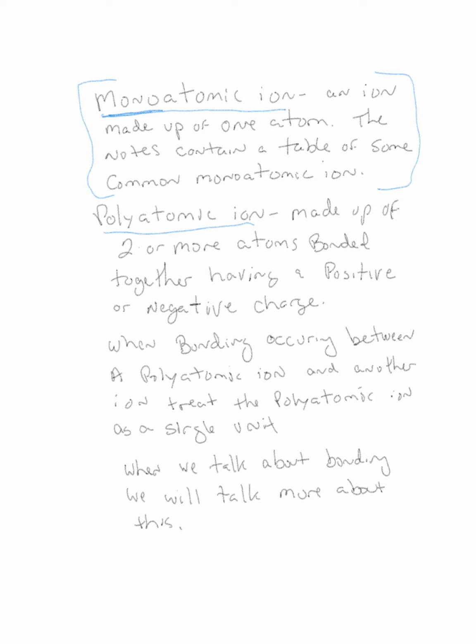And when we do bonding, we'll see ionic bonding specifically. What you'll see is that the polyatomic ion, when we're trying to figure out how many you need to equilibrate the charge in a molecule, you would treat that as a unit.